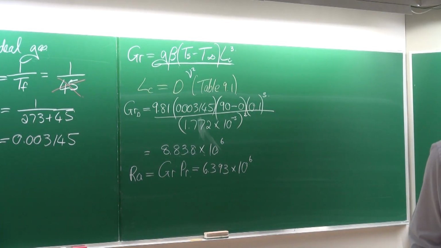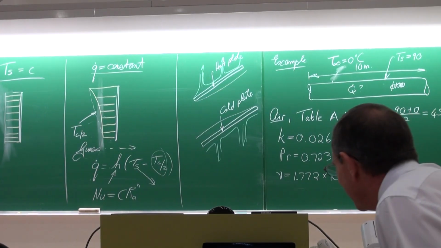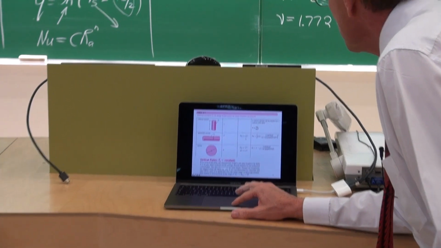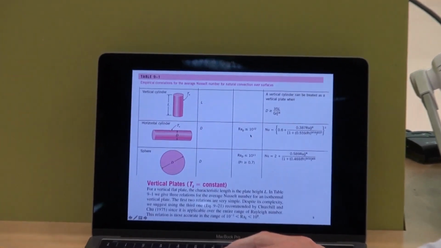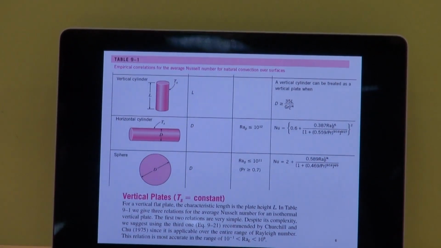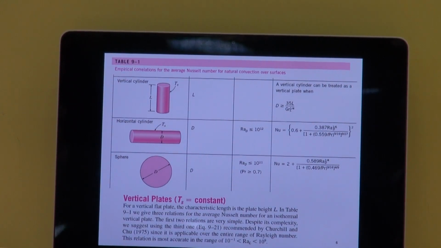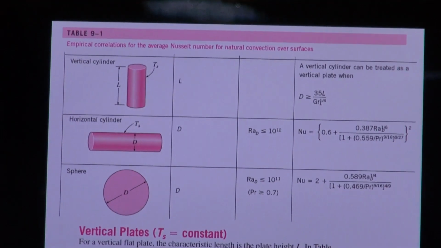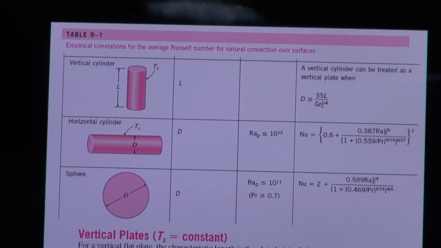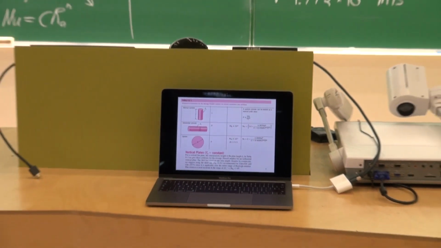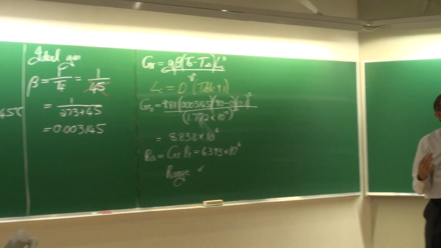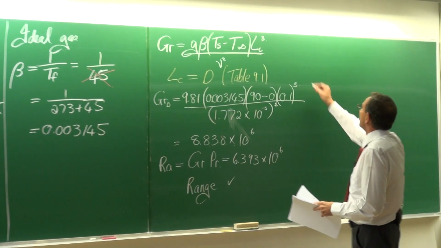We have to check in the table which range the equation is valid for. And in the table, it tells us that the Rayleigh number must be smaller than 10 to the 12. So we are fine. Okay, so the range is okay. If we do not fall into this range, you have to go and look at literature to get the specific details.